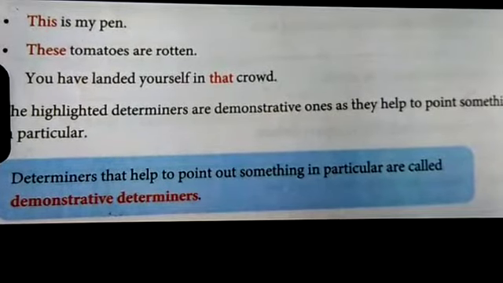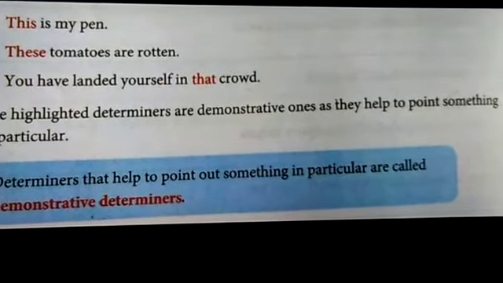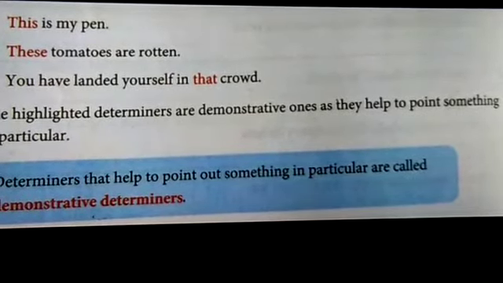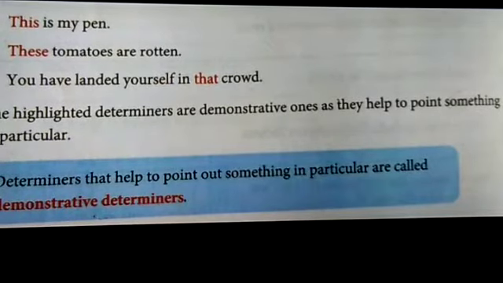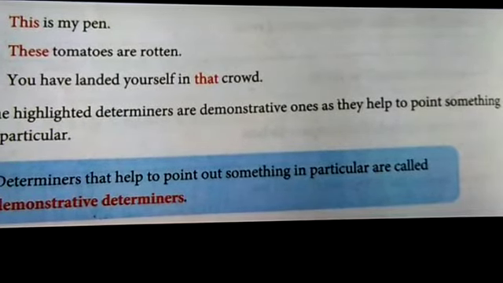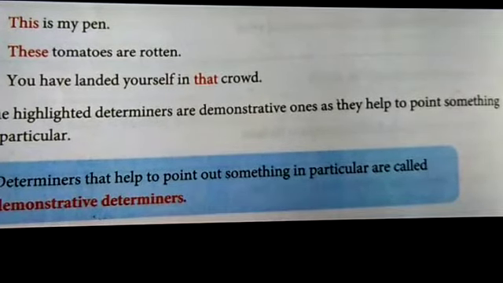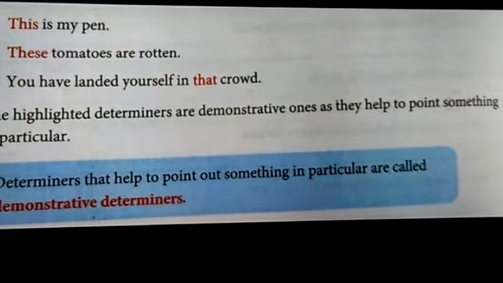Next, we shall see the demonstrative determiners. Determiners that help us to point out something in particular are called demonstrative determiners. See the example, this is my pen. These tomatoes are rotten. You have landed yourself in that crowd. See, the highlighted determiners are demonstrative ones as they help to point something in particular.